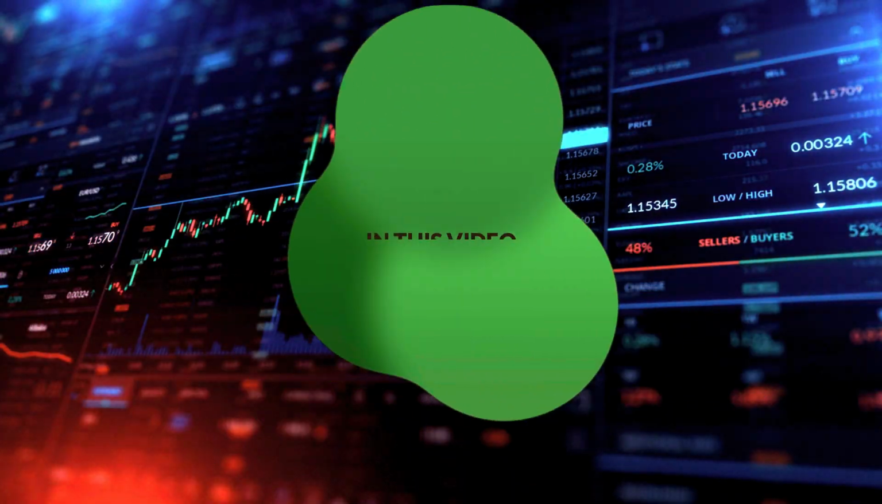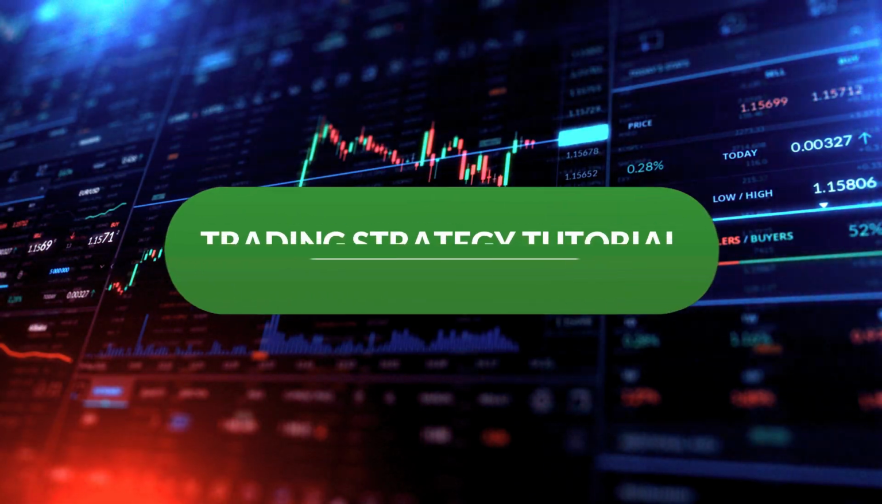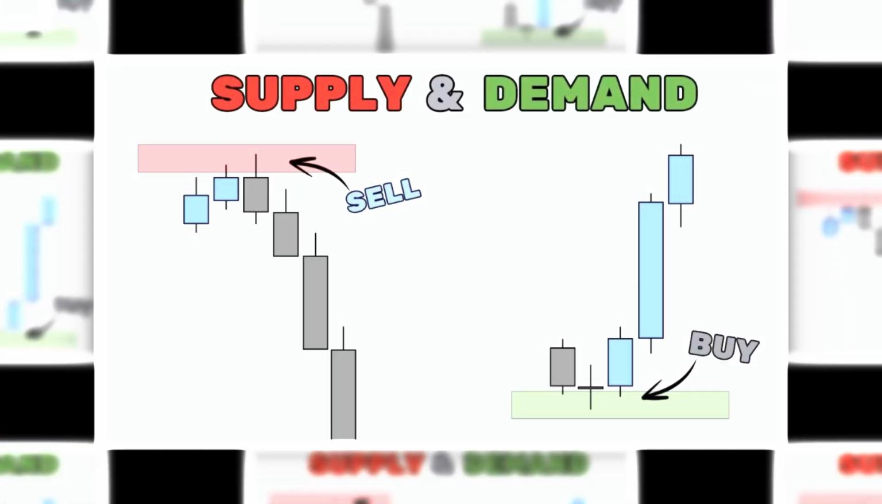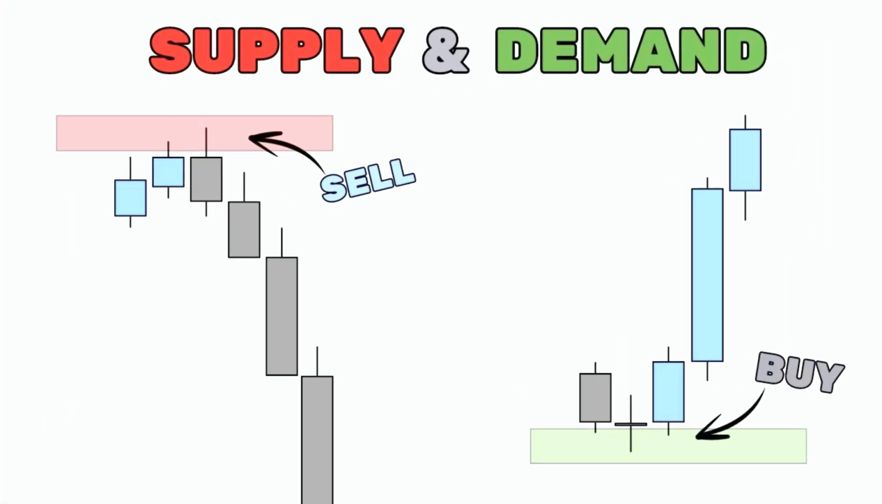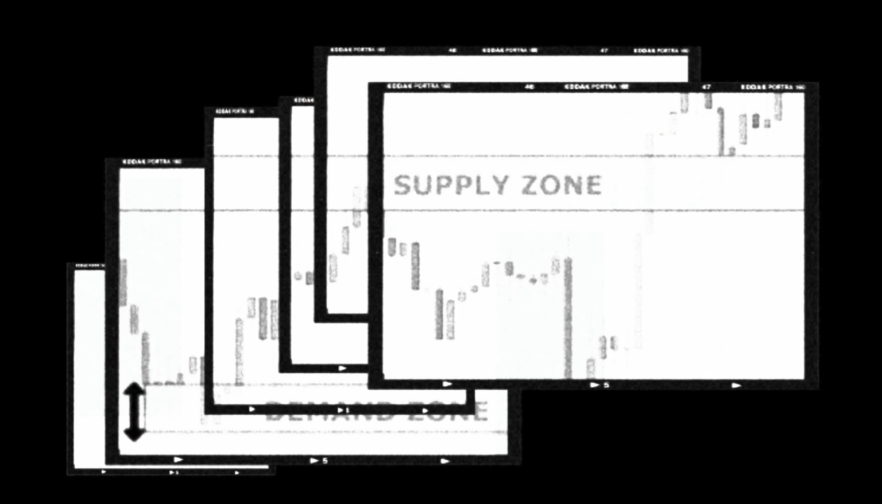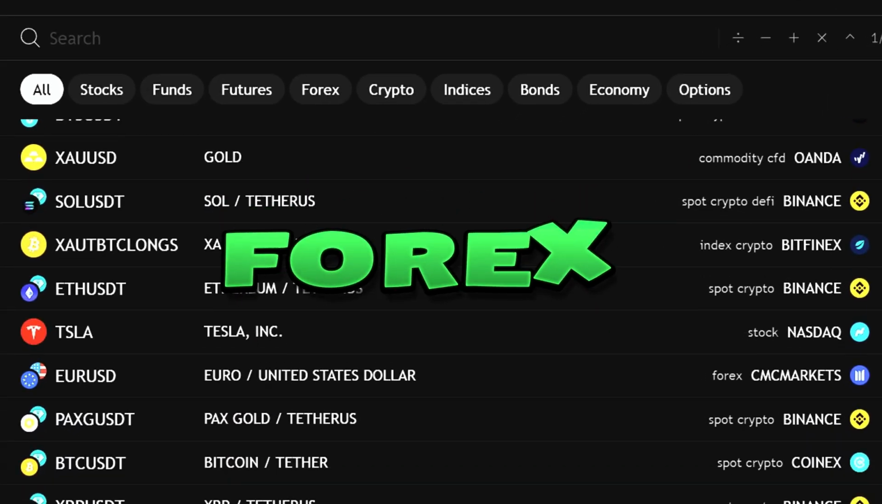Today, I'm giving you a strategy built on one thing that truly moves price: supply and demand. It's where the big money is forced to leave its footprints. And I'm going to hand you a tool that finds these footprints for you automatically. So lock in. It doesn't matter if it's crypto, forex, or stocks.